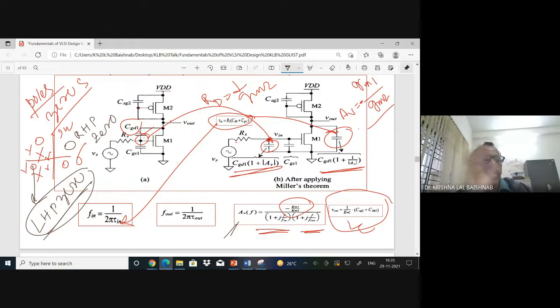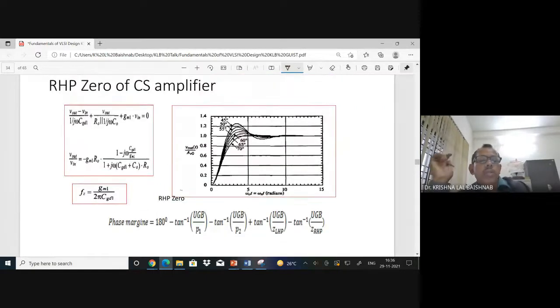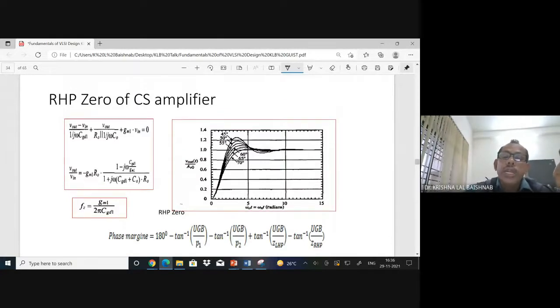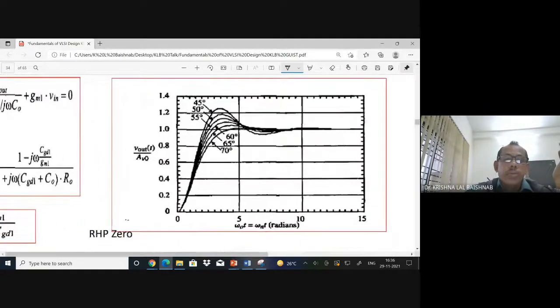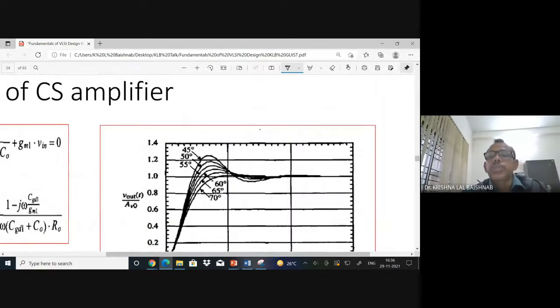The LHP zero has no effect, since it is on the left side. The RHP zero has some effect on the phase margin and the transient response. That we will see next. Very nice. This picture, if I enlarge it, you see this is the transient response, the transient response of a simple amplifier.